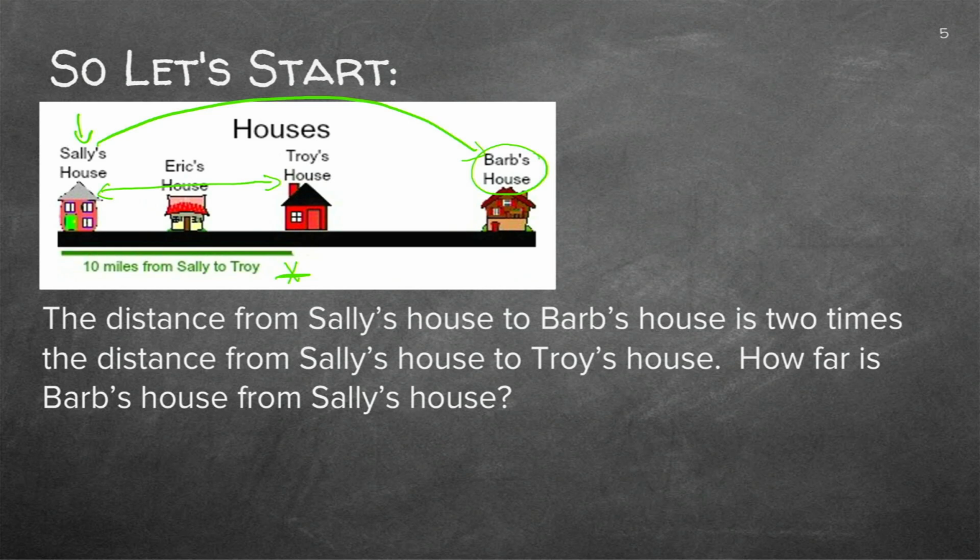Twice, so I multiply. 2 times means I multiply, or I add the same number with each other. So here you will say 10 miles times 2 will give you the distance to Bob's house from Sally's house.